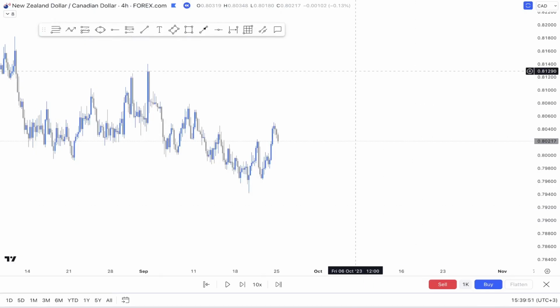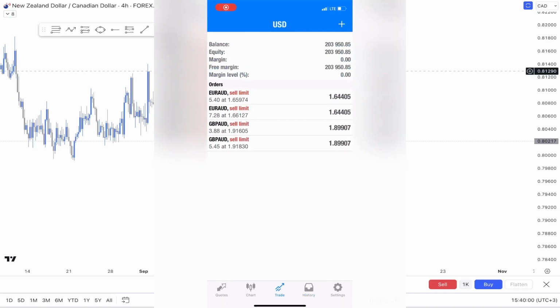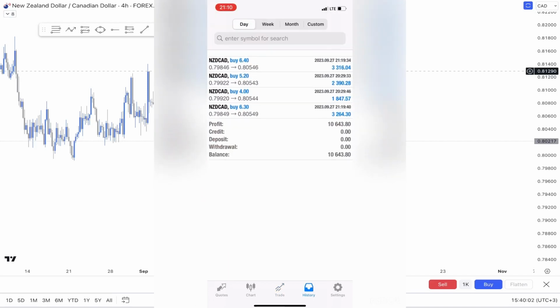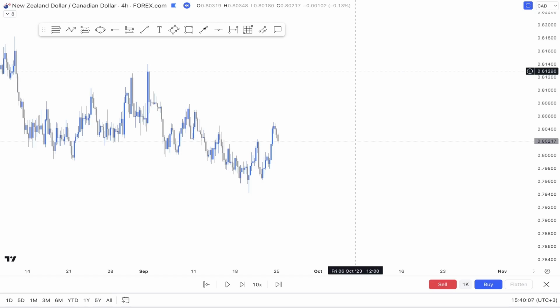Alright, so this will be more of a trade breakdown type of video because I will go over the trade I took on NZD-CAD. It was a buy limit, and because of this trade, I managed to secure $10,000 in profits on my live funded account. And I will use the bar replay tool, okay?